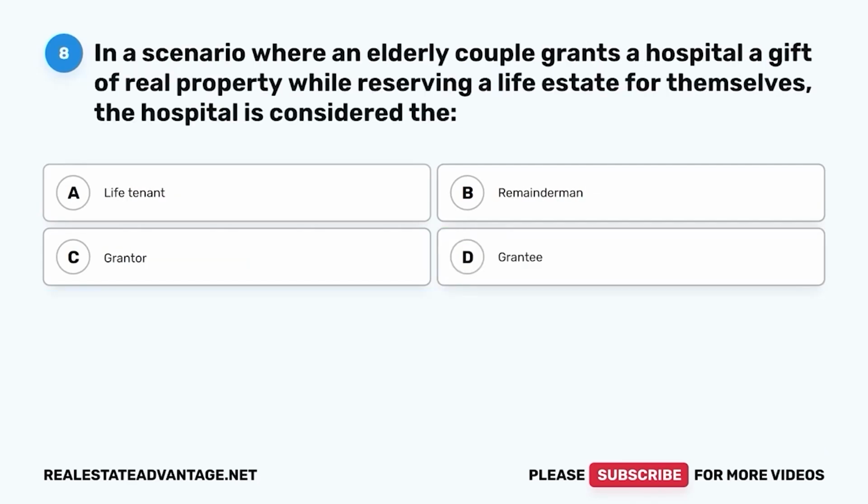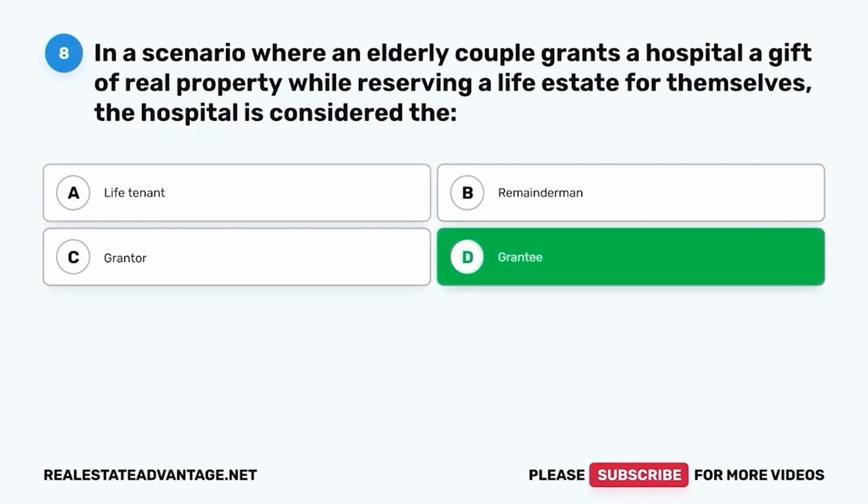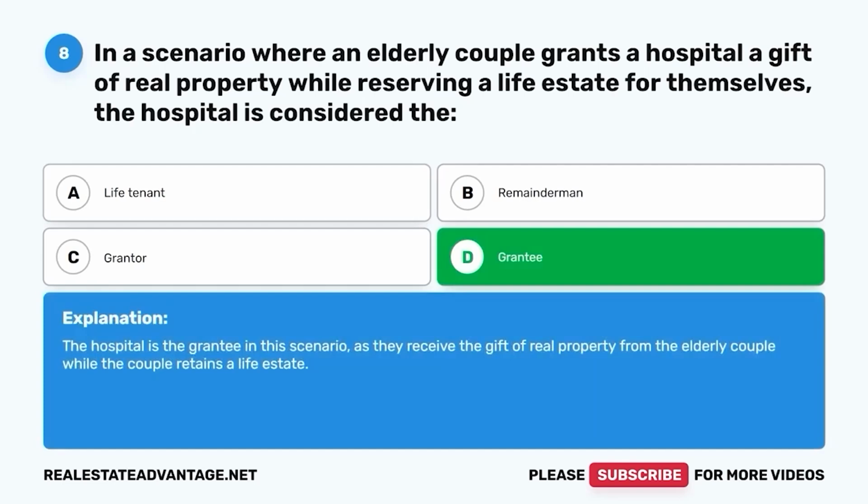Question 8. In a scenario where an elderly couple grants a hospital a gift of real property while reserving a life estate for themselves, the hospital is considered the A. Life tenant. B. Remainder man. C. Grantor. D. Grantee. The correct answer is D. Grantee. The hospital is the grantee in this scenario, as they receive the gift of real property from the elderly couple while the couple retains a life estate.